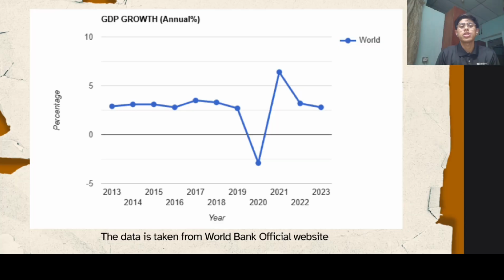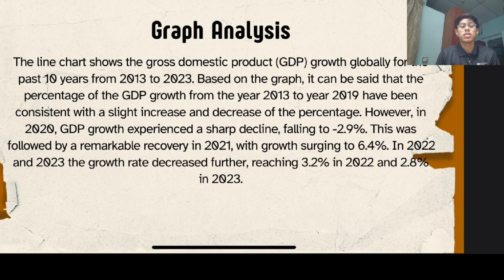The line chart shows the GDP growth annual percentage, from 2013 to 2023. The data is taken from the World Bank official website. Next, I will be explaining the graph analysis. Based on the graph, it can be said that the percentage of GDP growth from the year 2013 to 2019 has been consistent, with a slight increase and decrease of the percentage.